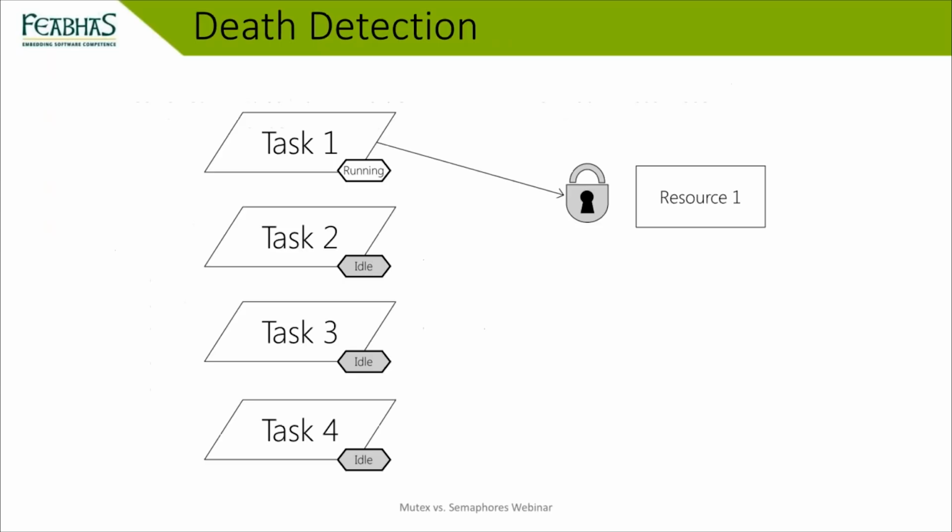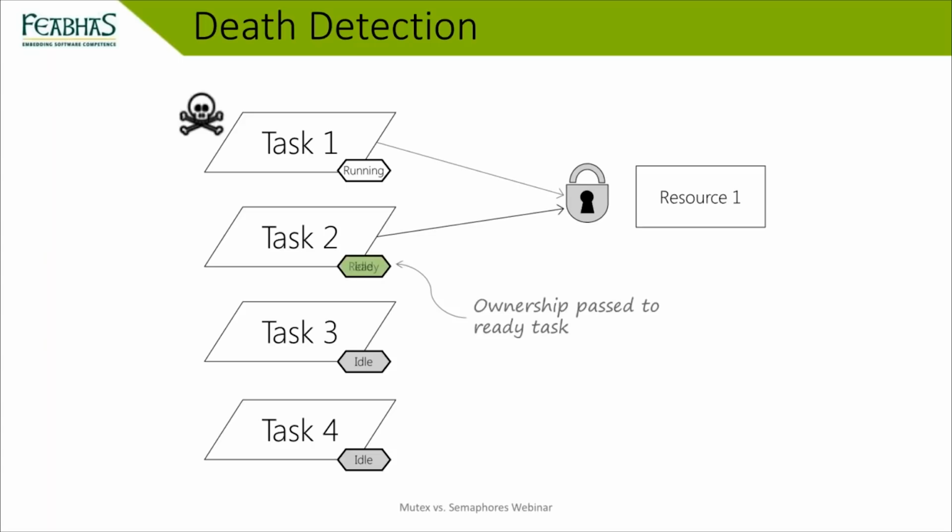We look at death detection. So here's our model for death detection. We've got task 1 running. It's got that mutex locked, so it's gone in and acquired the mutex. It's accessing the resource. Now, at some point, that task crashes. Because it's built into the operating system, we can look at when a thread is aborting, when it's exiting the system. The operating system can see that the thread that owns the mutex is no longer active. It's gone out of that running state associated with it.